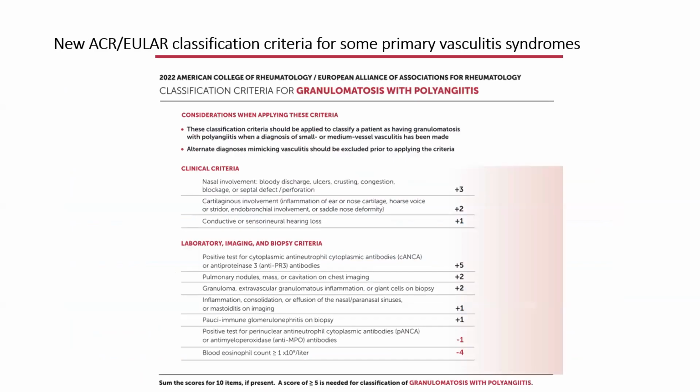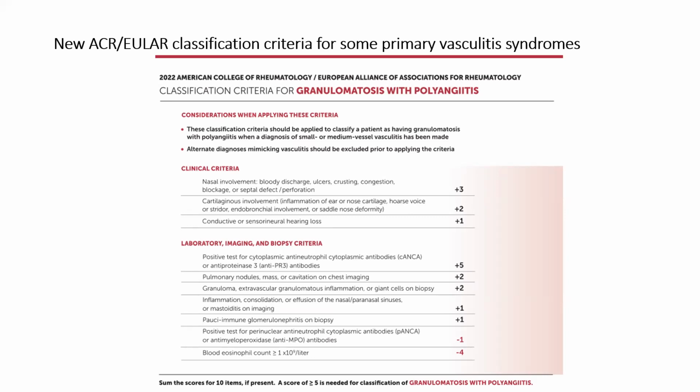So until recently, we've been using the ACR 1990 classification criteria that was proposed to help us classify some of these primary vasculitic syndromes. It's interesting to say this ACR 1990 classification has never been validated, but it's been helpful for use in research and in clinical practice to help us make diagnoses and classify patients.